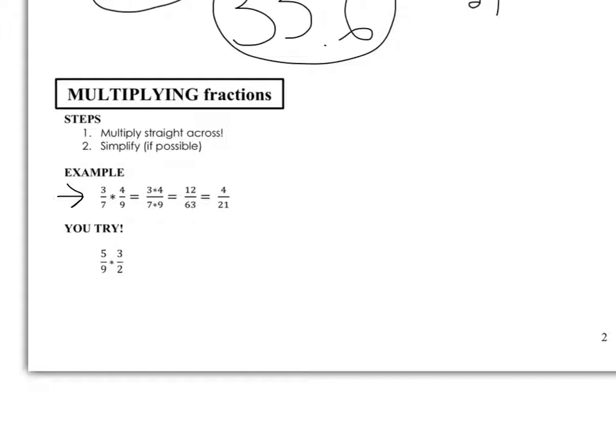And then I reduced. How much did I reduce by, Mark? When I did 12 over 63, how much did I reduce by? Nice and loud, please. Yeah, I divided both by 3. Very good. And 12 divided by 3 is 4. 63 divided by 3 is 21.